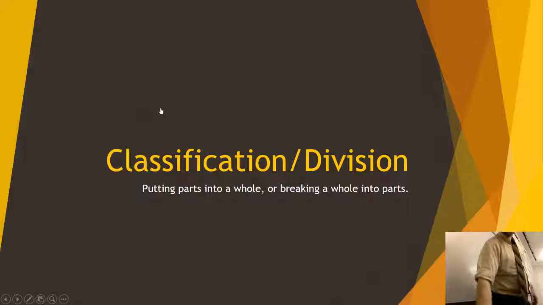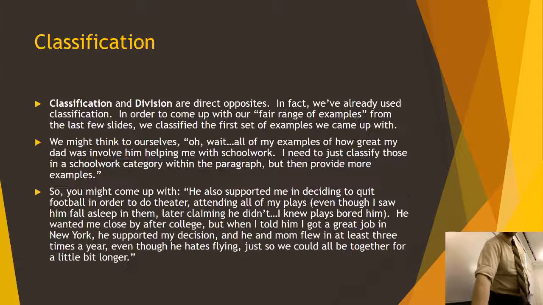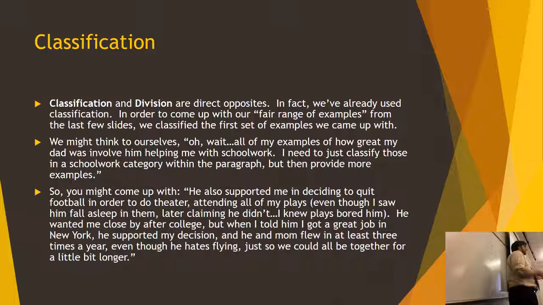So classification and division. It's a little bit different category of essay writing and stuff that makes essays good. Basically these are direct opposites. When you're classifying things, you're putting them into categories. When you're dividing, you're breaking them into smaller categories. So we might think to ourselves, all the examples of how great my dad was involved in helping me with schoolwork, I should just classify those into a schoolwork category within the paragraph, but then provide some more examples.